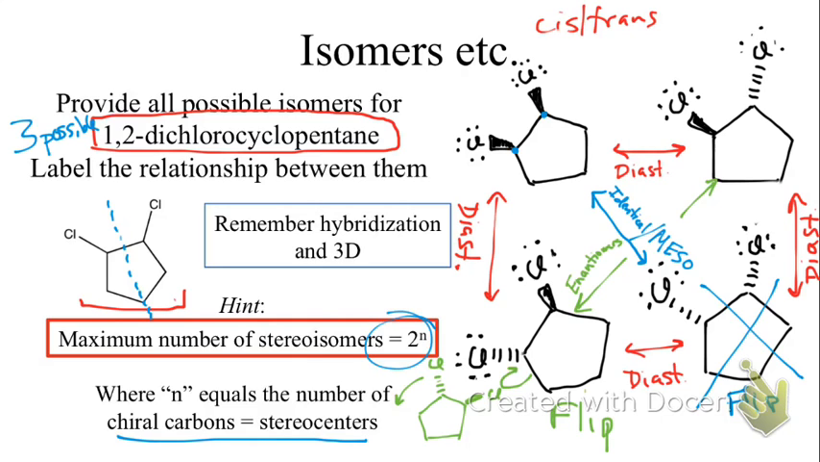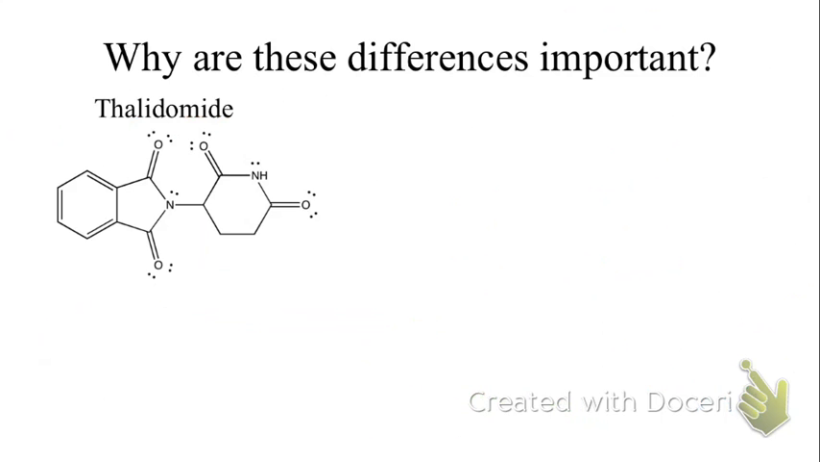Hopefully that makes sense and you can kind of deal with it. I know it is a bit troublesome to go through and draw all these out and figure out the relationships between them. It just takes practice, and that's what we're going to do in lecture on Wednesday. Then we can push to the next real big question. Why do we even care? Why are these differences important?